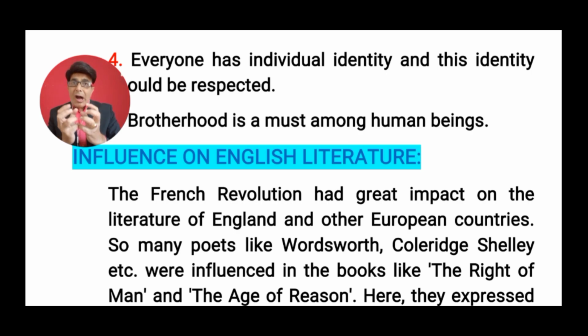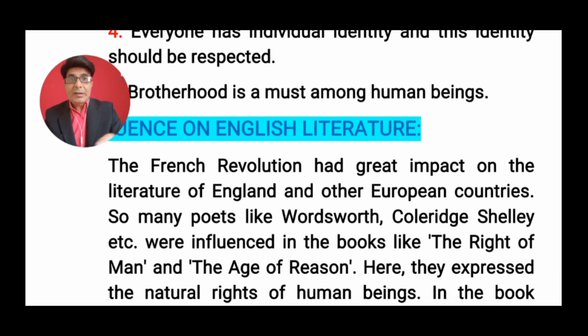Okay, now how this changed? Now, French Revolution was a political movement. Okay, it was a social change, social movement. But then it influenced English literature. Why? Because society influences literature, and literature in turn influences the society. Right? The French Revolution had great impact on literature, English literature.